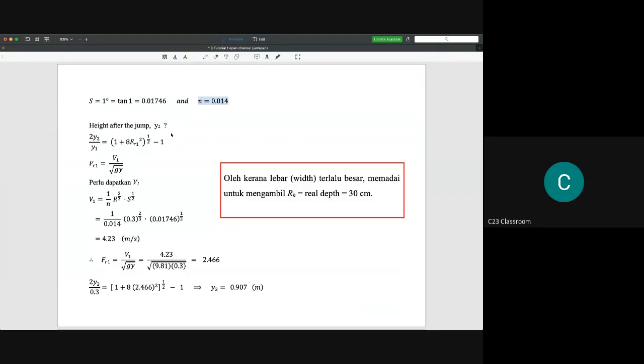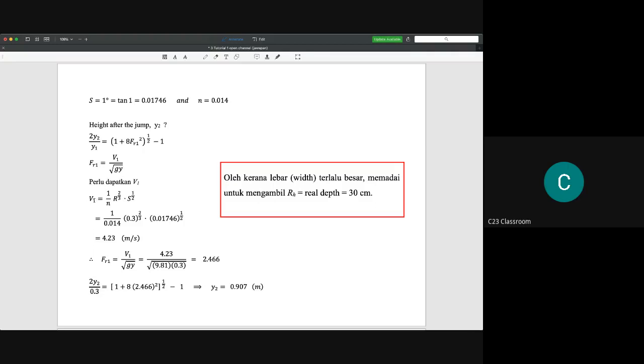And then to calculate the height after the hydraulic jump, we could use this equation. We need to calculate the value of the Froude number before the hydraulic jump. This is the equation: V1 over square root of gY. So we need to get the value of V1 and also Y. To get V1, we use Y, which is already given in the question.